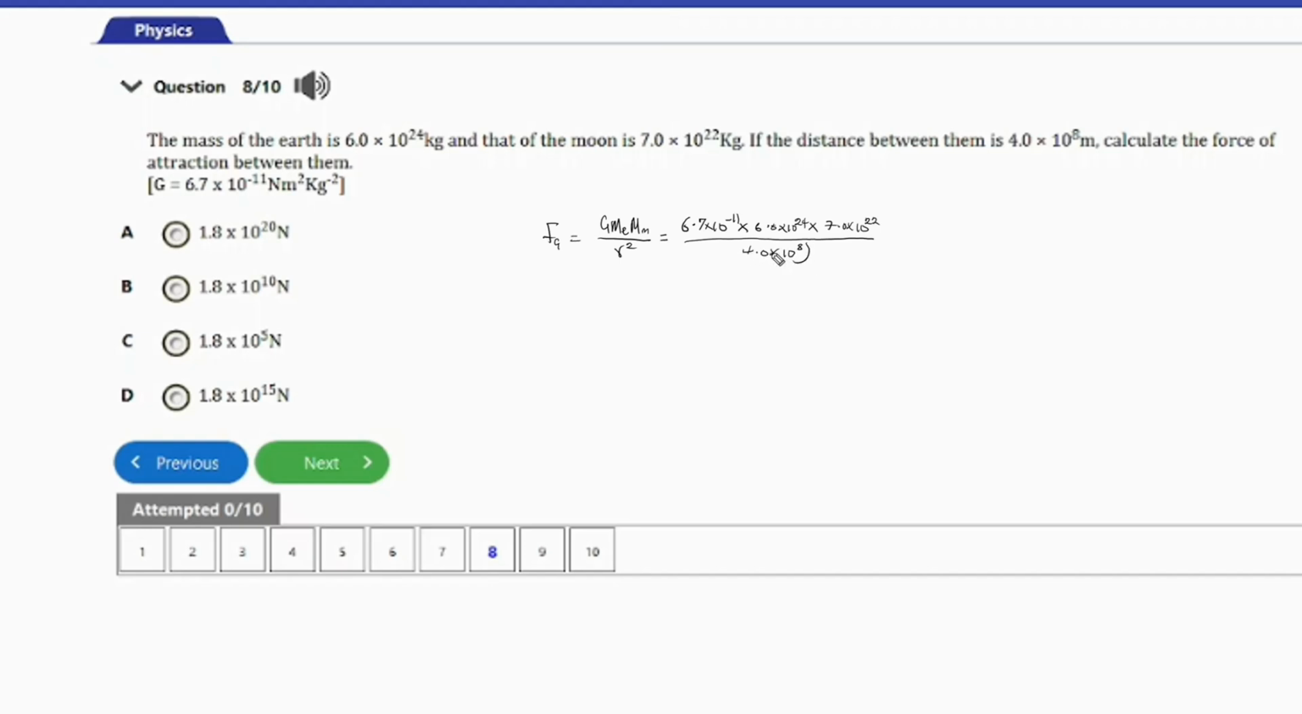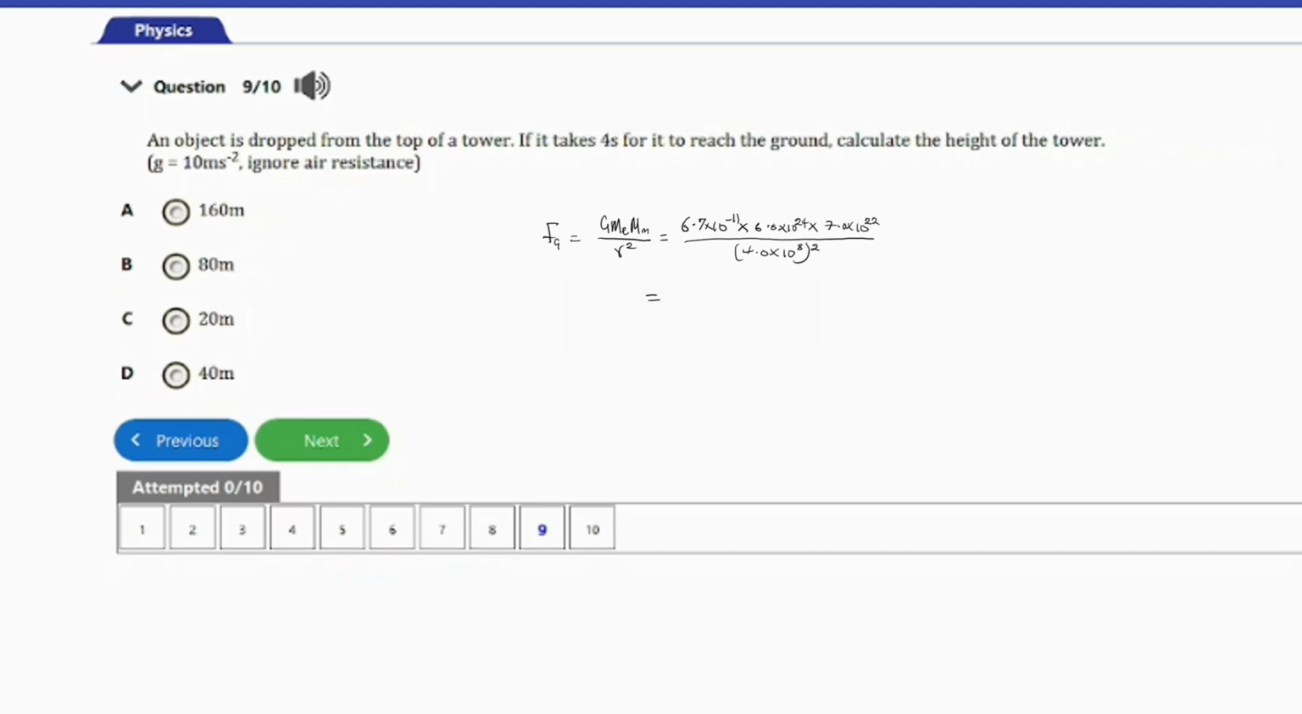So guys, we'll go ahead and calculate this all through. So that's option A here. So option A is the answer to this question. So guys, let's go ahead and consider the next question. So the next question here is question number 9.